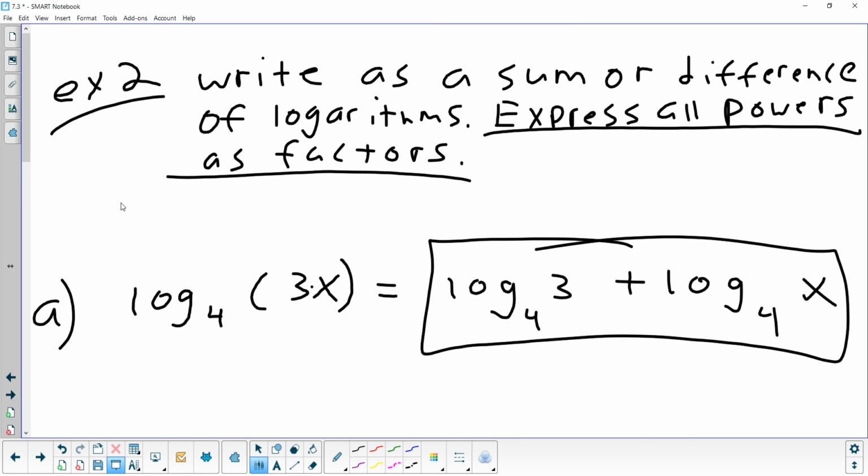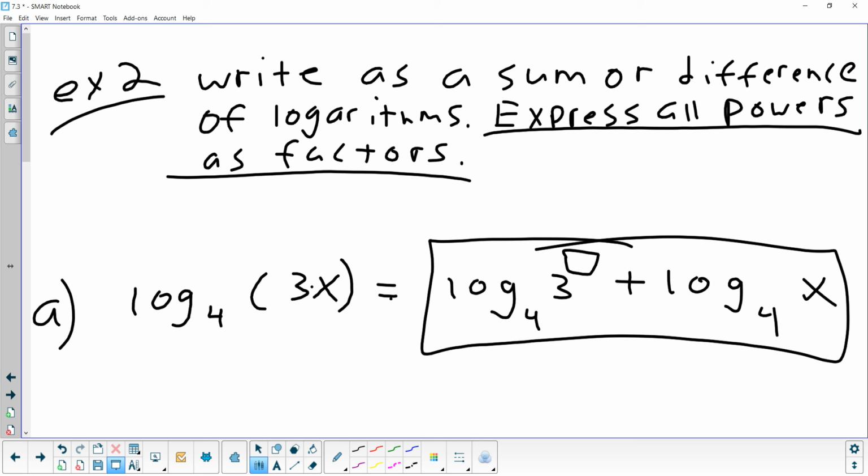Any questions on that one? Yes. Don't you have to get rid of the exponent? Where do you see an exponent? Would the 3 and the x be the exponent? No, those are arguments. Exponent would be up here.